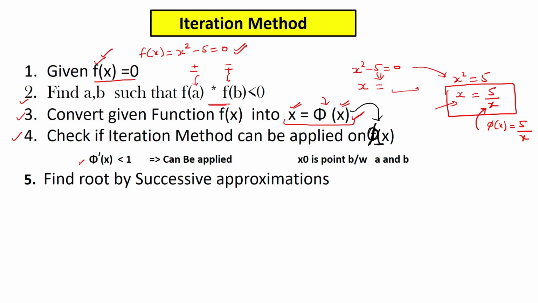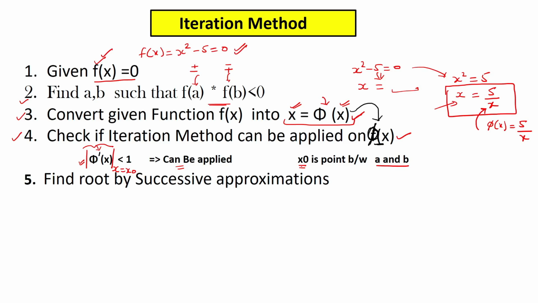And this is that condition. It says that you have to differentiate this phi of x. This dash shows that we have to differentiate phi of x, and you have to find the mod value, that is the absolute value, at x equal to x0. If you get the value of this less than 1, then you will say that the iteration method can be applied on this form. And what is this x0? x0 is a point between a and b.